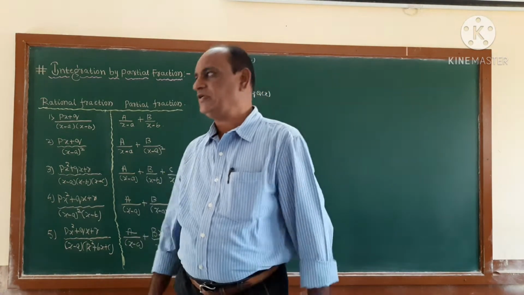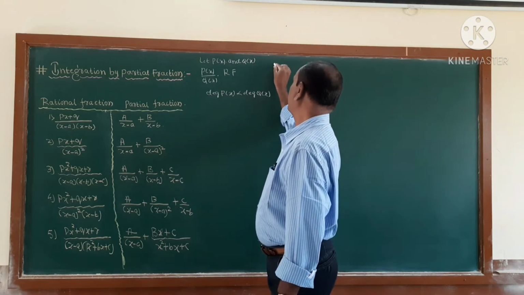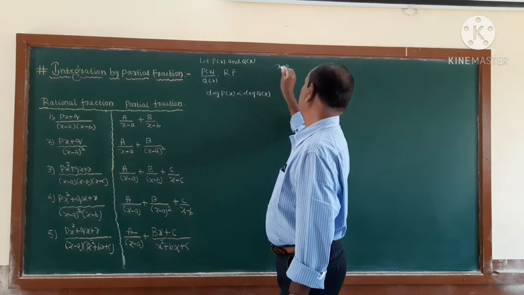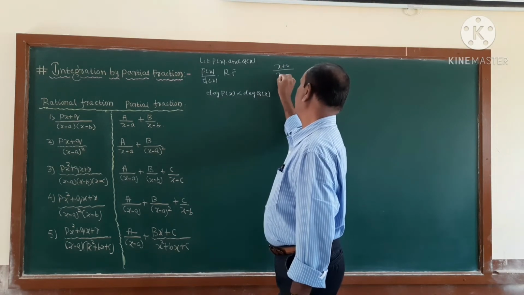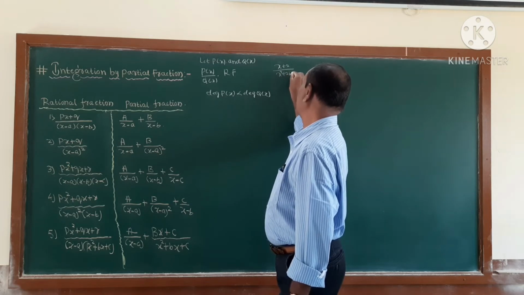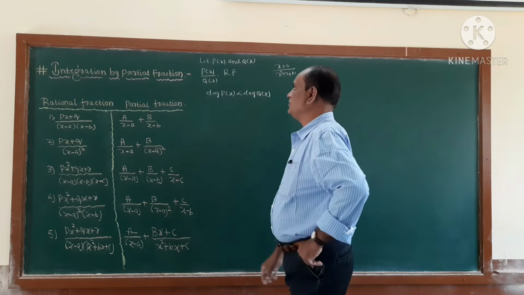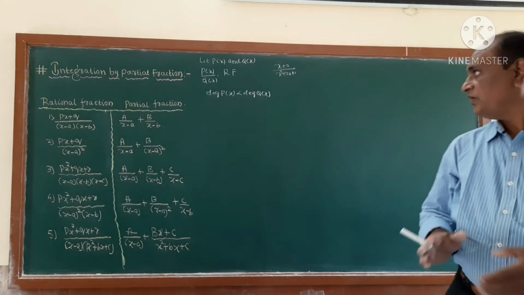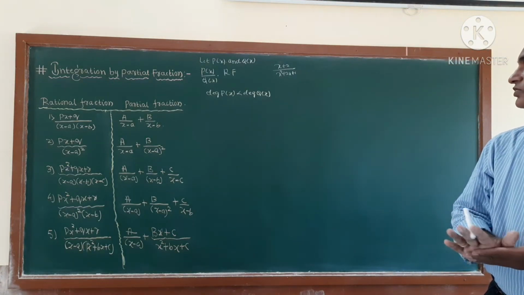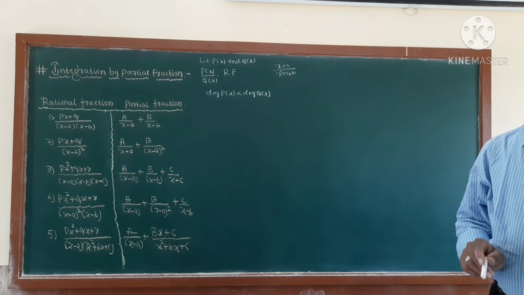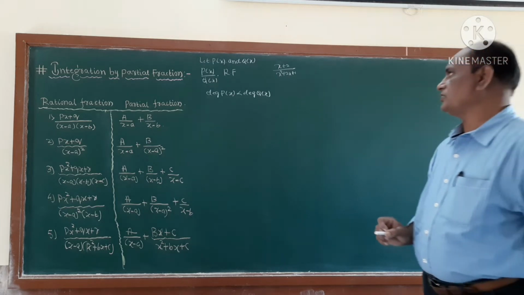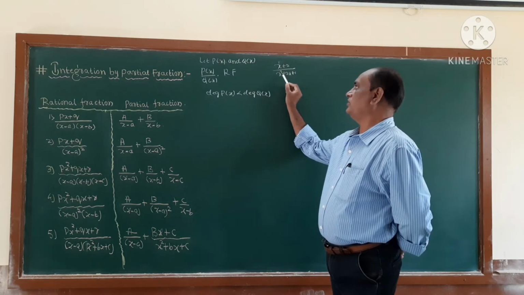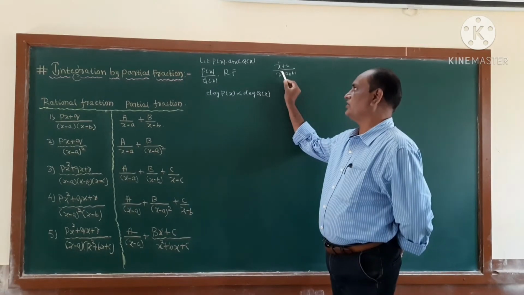For example, in the rational fraction (x + 2) divided by (x² + 2x + 1), the numerator p(x) is x + 2 and the denominator q(x) is x² + 2x + 1. The degree of the numerator is 1, the highest power of x. The degree of the denominator, the highest power of x, is 2.